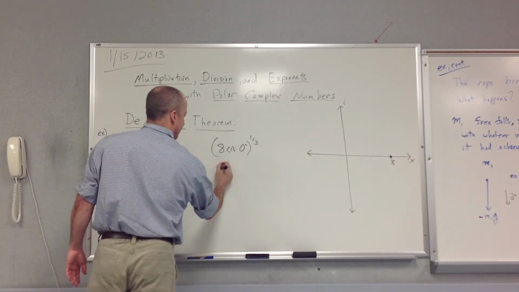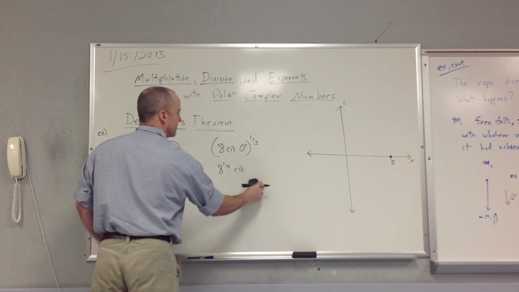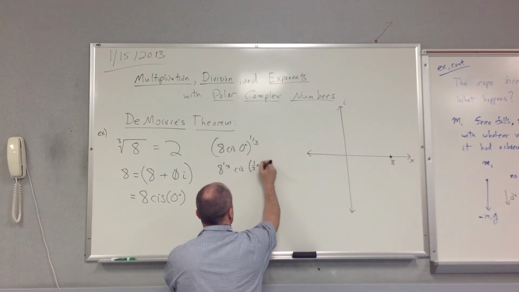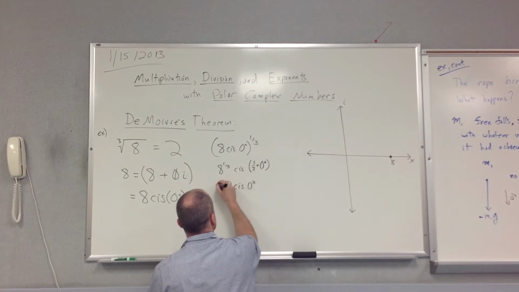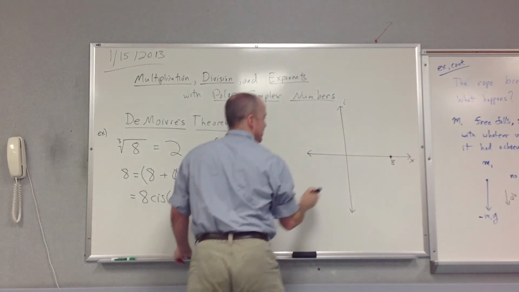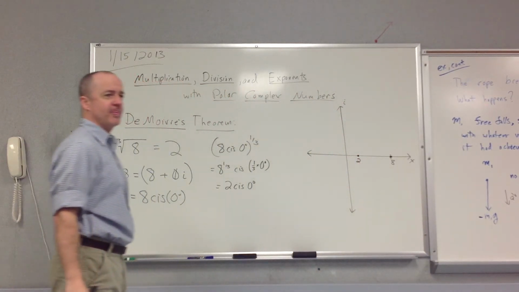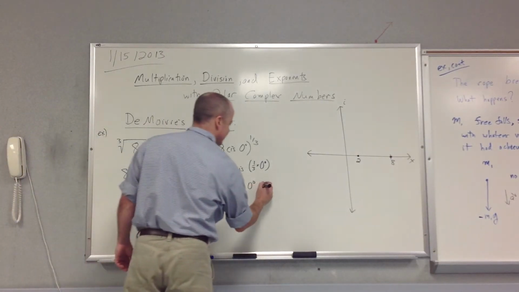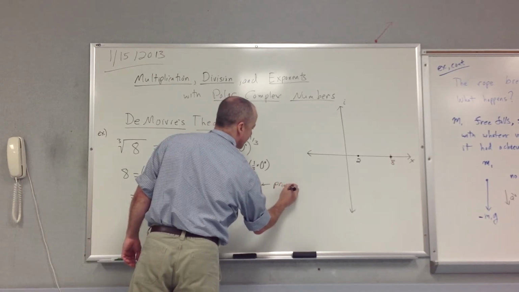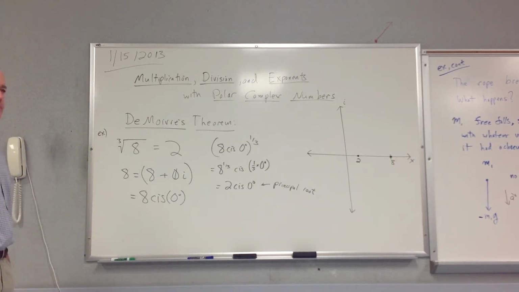Okay. Then I'll get 8 to the 1/3 cis 1/3 times 0, and 8 to the 1/3 we said is 2. So I get 2 cis 0, which is 2 at 0 degrees. So we're all good, right? Here's what de Moivre's theorem says. This is only the principal root. That's just the principal root. You have more.